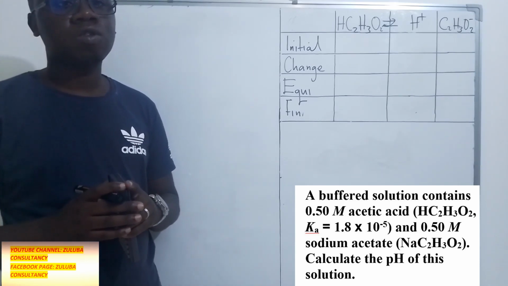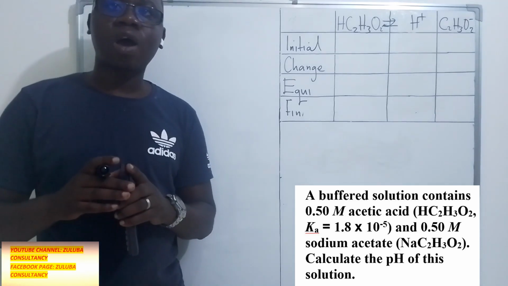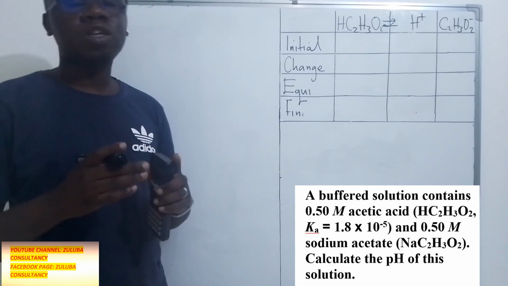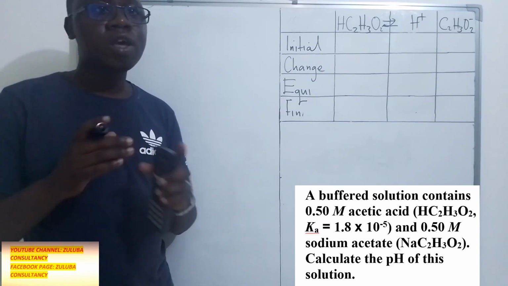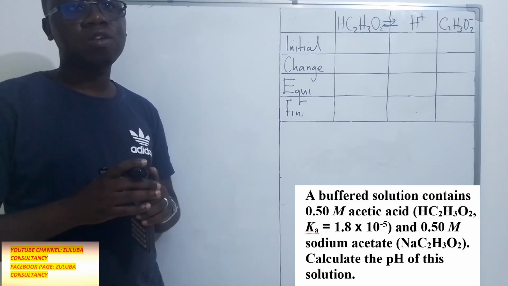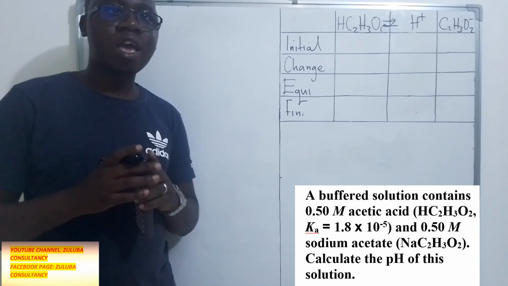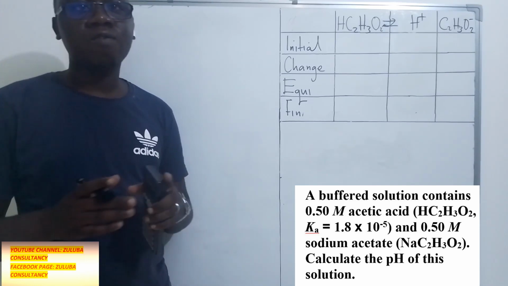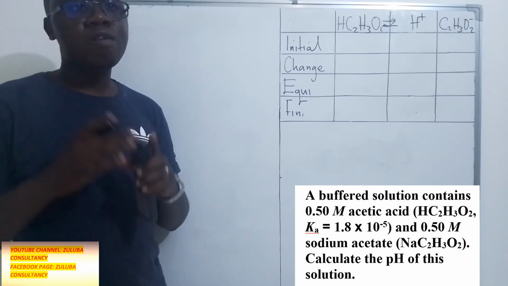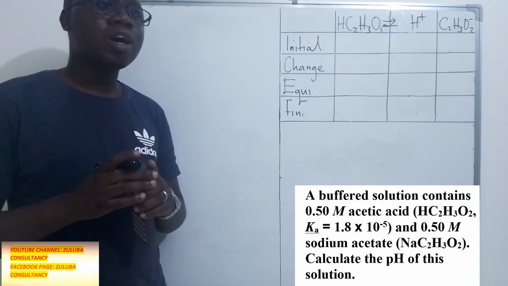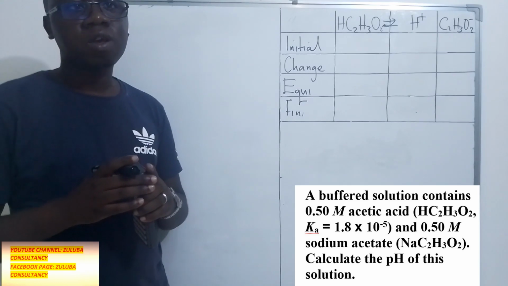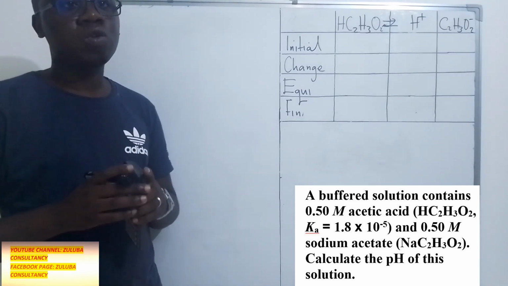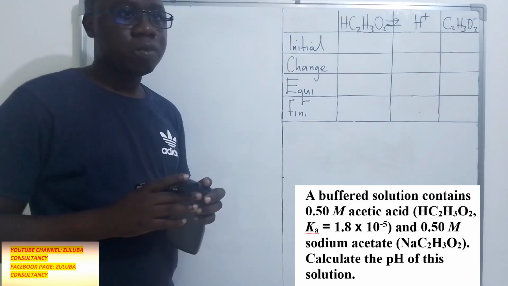The question we want to answer reads: a buffered solution contains 0.5 M of acetic acid, which has the Ka of 1.8 times 10 to the power negative 5, and 0.5 M of sodium acetate. So we have been asked to calculate the pH of this solution. What can we get from this question?